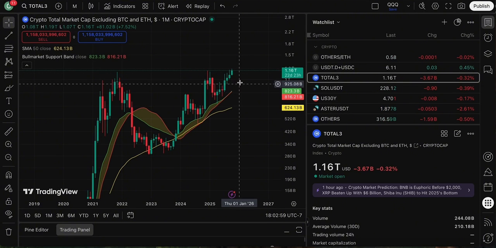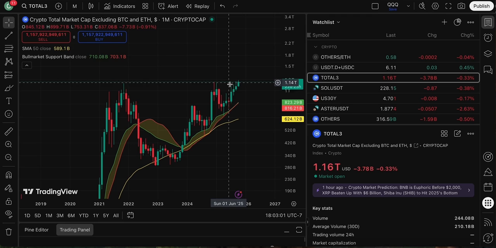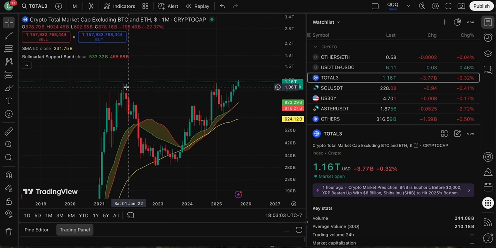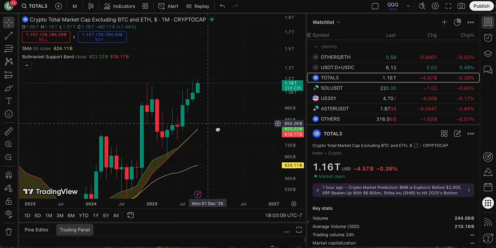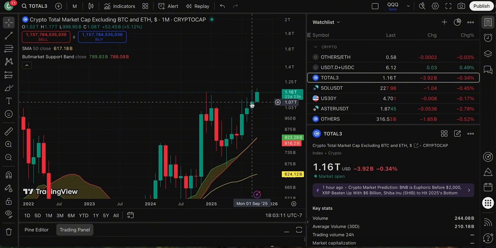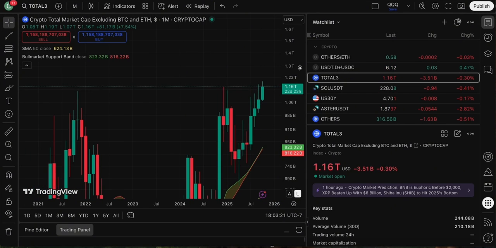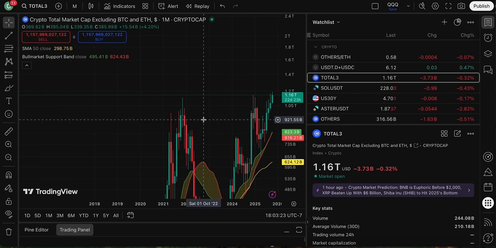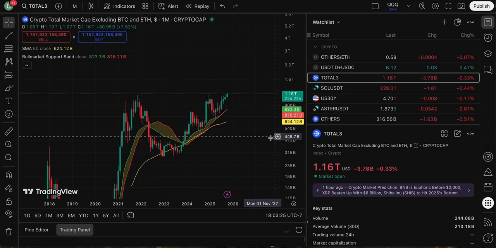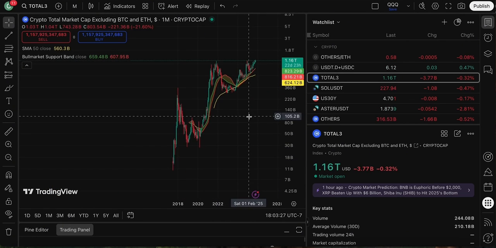Total 3 is actually having its first monthly candle above all of these wicks. Before, we weren't able to finish monthly candles above the 1.08 trillion mark. But now that we're sitting at 1.16 trillion and this is a new monthly candle with 22 days left, guys, this is the most bullish I've ever seen the chart of Total 3.